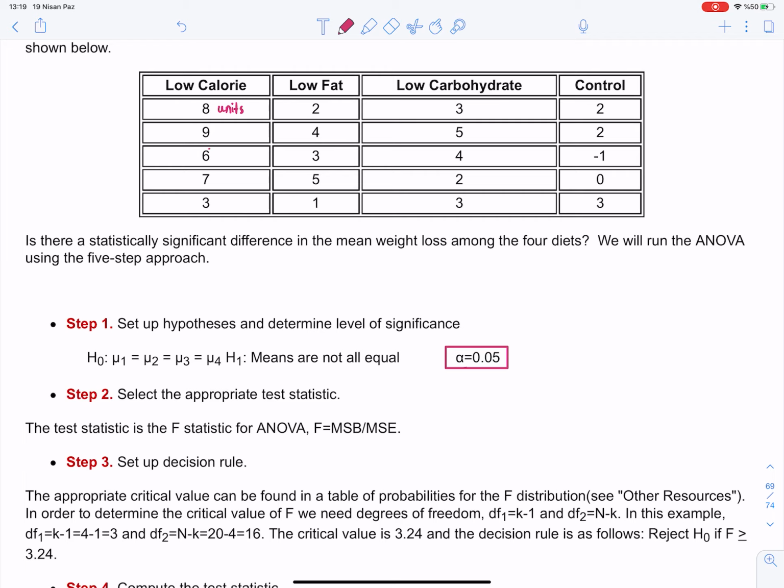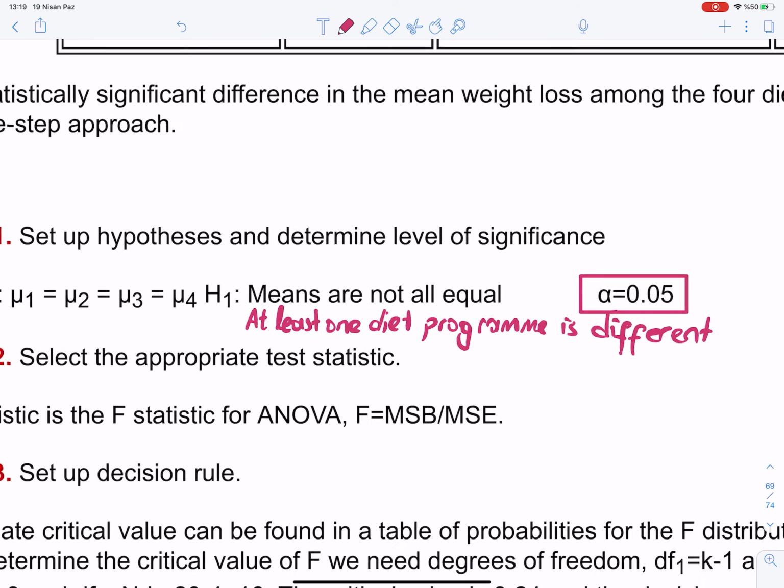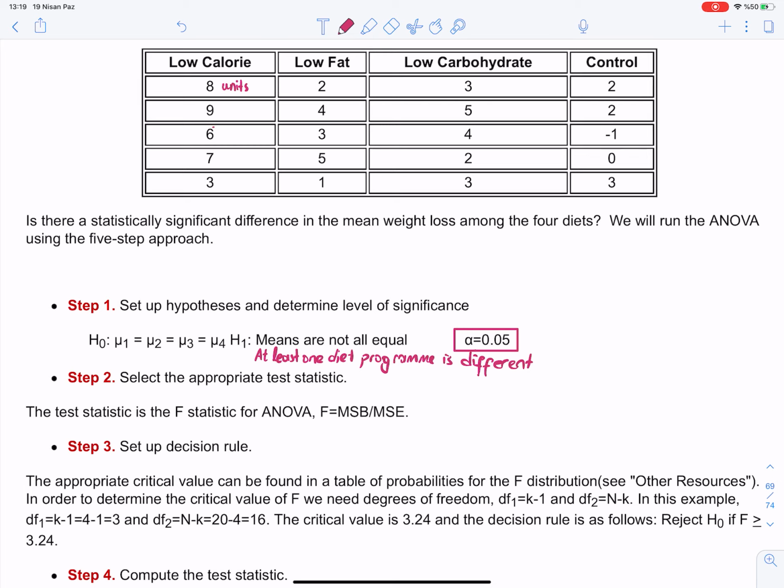the mean weight losses are not all equal. Means are not all equal, which means at least one diet program is different. Okay, this is my construction of the alternative hypothesis. The expression is very close: means are not all equal.